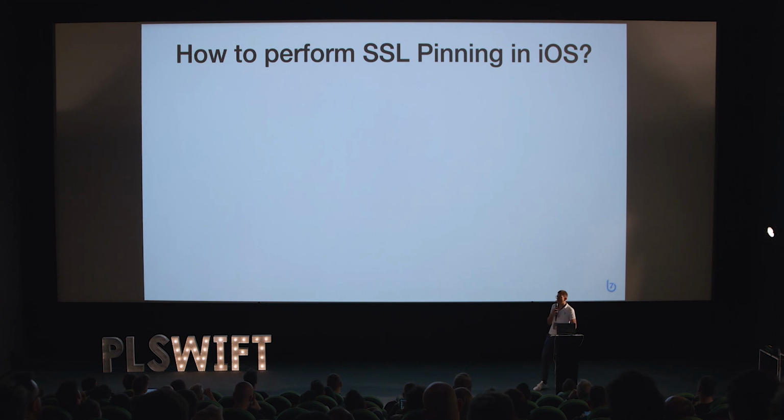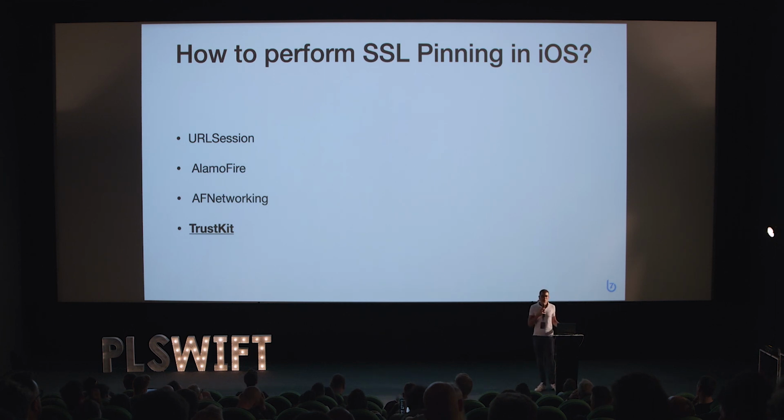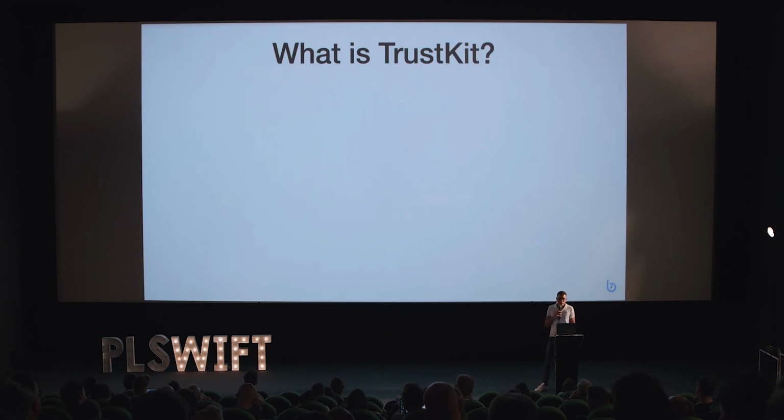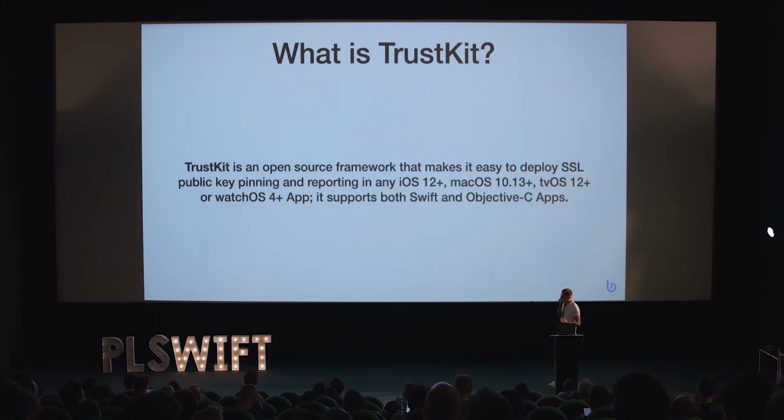So let's come back to the SSL pinning. How do you perform this in iOS? You can do it with URLSession or with Alamofire, as well as with AFNetworking, or what we're going to see today, we can use TrustKit. What is TrustKit? It's basically an open source framework. It's very easy to use, and it's widely available for basically all the platforms. So watchOS, iOS, tvOS.